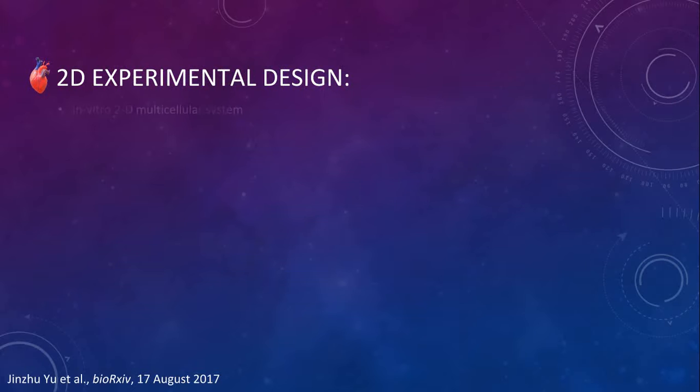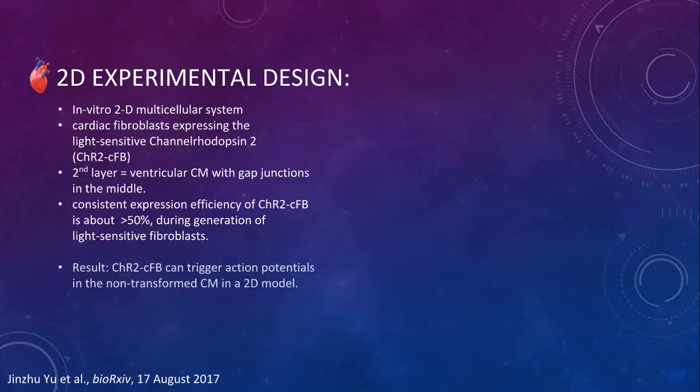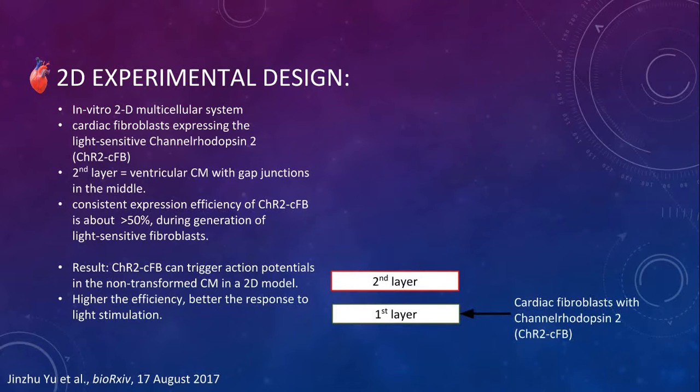2D experimental design. To demonstrate OptoGap, an in vitro 2D multicellular system was designed, consisting of a patterned region of cardiac fibroblasts expressing the light-sensitive actuators. The actuator used in this experiment was channelrhodopsin 2. A second layer of ventricular cardiomyocytes was placed on top as shown in the image. Research studies show optimized generation of light-sensitive fibroblasts with channelrhodopsin 2 yields a consistent expression efficiency of more than 50%. In this model, cardiofibroblasts and cardiomyocytes tend to make gap junctions in the axial direction, not in the planar direction, as illustrated in the image.